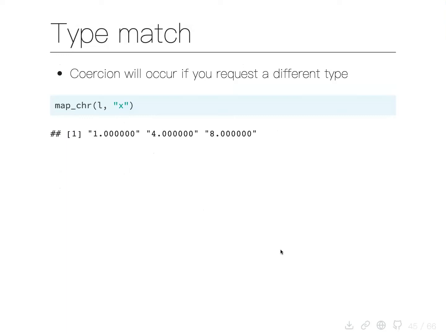Otherwise you'll get an error. So, for example, if I do map_chr on L and I pull X, it can coerce those numbers to characters without any loss of information. So it will do that coercion for you. Otherwise, if it's going to lose information, it will not do that coercion and you will get an error in return.